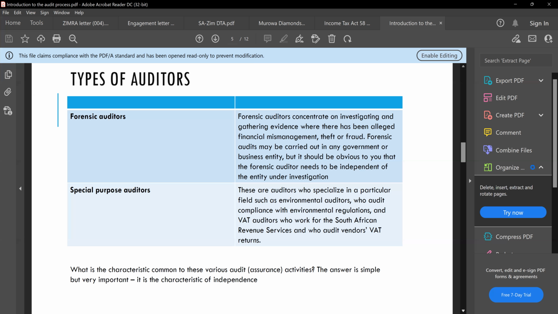What is the characteristic common to these various auditors? The answer is simple, and the answer is independence. The registered auditor is independent of the entity that they are auditing. The internal auditor is working within the company, but must be independent within the company. So one common thing that all of these types of auditors have is the characteristic of independence.